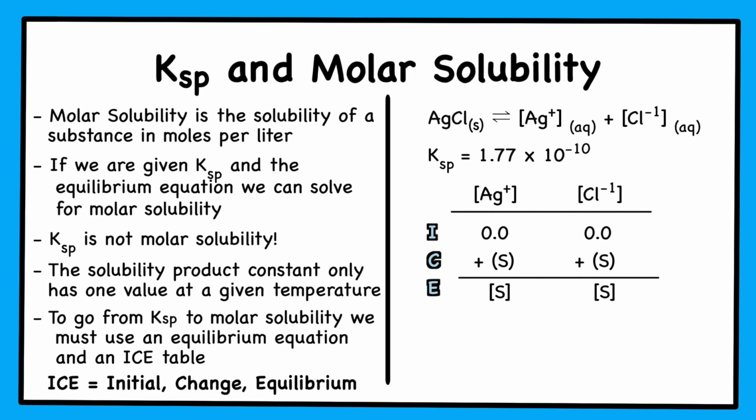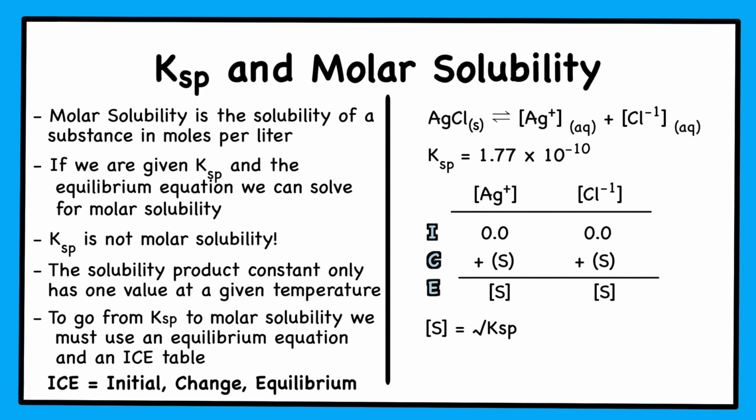Now, let's plug into our Ksp equation. We know Ksp equals the concentration of silver 1 times the concentration of chlorine 1 minus. So Ksp at equilibrium equals S times S. We can multiply our S's together, and we would get Ksp equals S squared. So, in order to solve for S, we are going to have to undo our S squared by doing the square root of both sides. This is going to give us S equals the square root of Ksp.